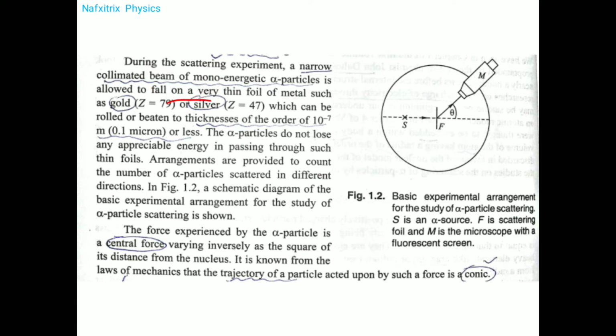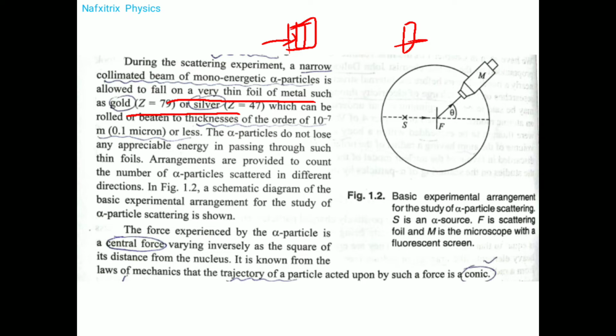The beam is allowed to fall on a very thin foil of metal, such as gold or silver. Whichever we take, it has to be a very thin foil. If it is thick, there would be many atoms, and the alpha particles would need to pass through many nuclei.